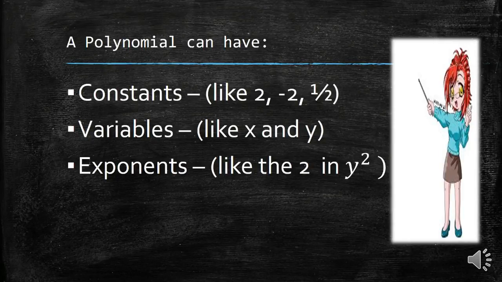A polynomial can have constants like 2, -2, and 1/2. Also, it can have variables like x and y, and also exponents like 2 in y squared.